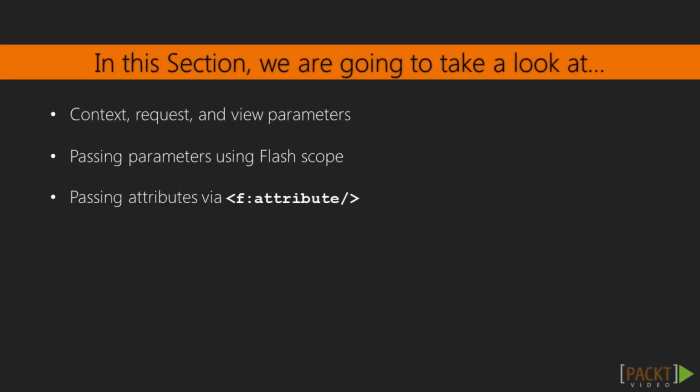In this section, we will cover 3 topics as follows. We start with the most important types of JSF parameters, and here we will discuss the context, request, and view parameters. The second topic is related to the flash scope. This scope allows us to pass parameters between user views without the need to store them in the session. The last topic discusses passing attributes via the fAttribute tag handler. This tag handler allows us to pass the value of an attribute of a component or to pass a parameter to a component.